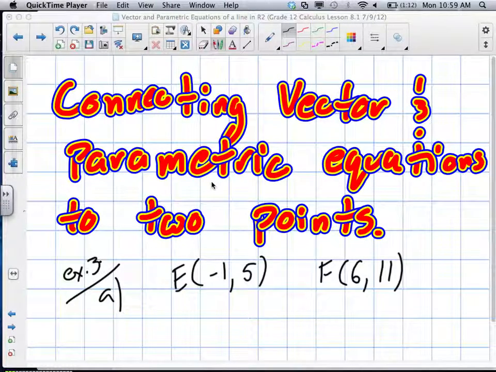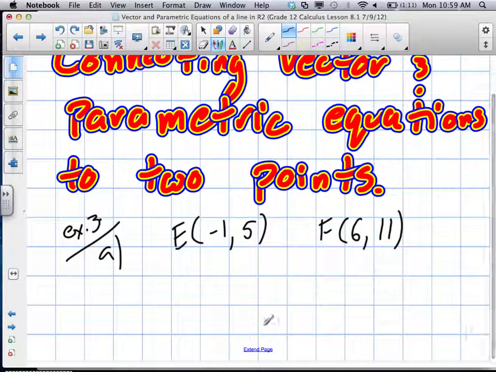Okay, so connecting vector and parametric equations to 2 points. This time we don't have a directional vector. They've actually just given us 2 points that do occur on the same line. They want us to make a parametric equation and a vector equation of this. So we're going to write down our equation so we can try to figure out what we're going to need to find.